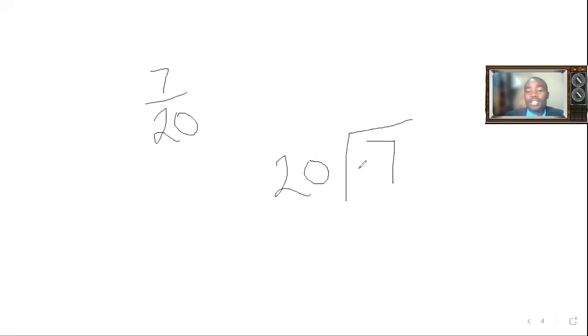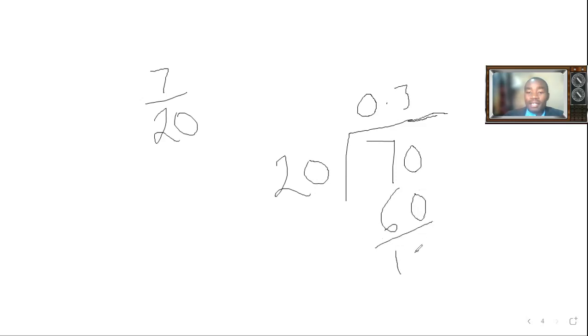7 divided by 20. Because 20 cannot go into 7, 20 is larger than 7, you put a 0, then add a 0 here. So then 20 goes into 70 how many times? 3 times, because of 60. You write 60 down there.